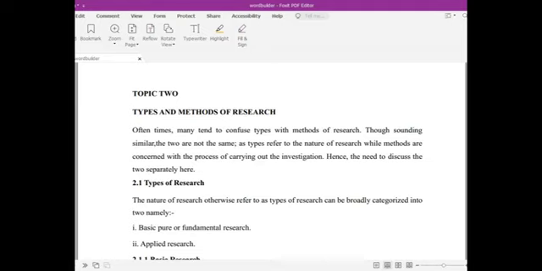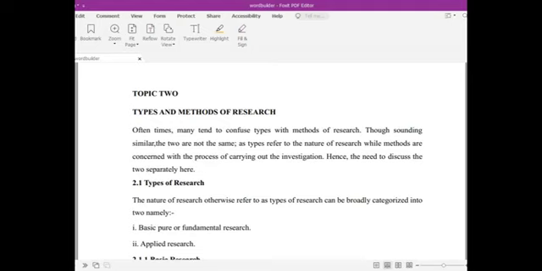Types just talks about the nature of research you want to do. Remember last time we said we have so many things to research on, different things from different environments, so many of them. So the particular one you want to research on, the nature of it, that's what we refer to as type, the type of research.